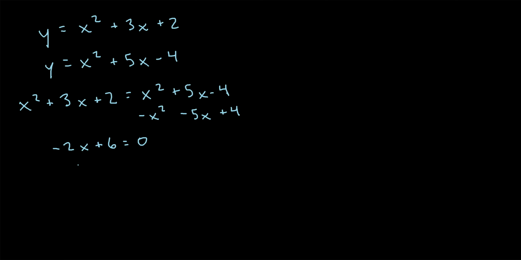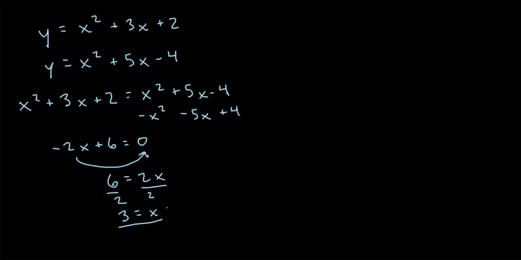So to solve for x, we could move this negative 2x over to this right-hand side. So we would get 6 is equal to 2x. And then to solve for x, we can divide both sides by 2. So we get x is equal to 3. So in this example, there's only one x solution. Remember the last example, there were two.